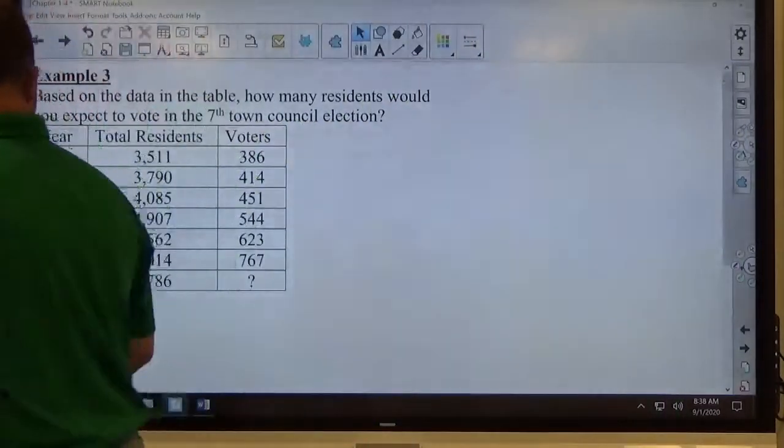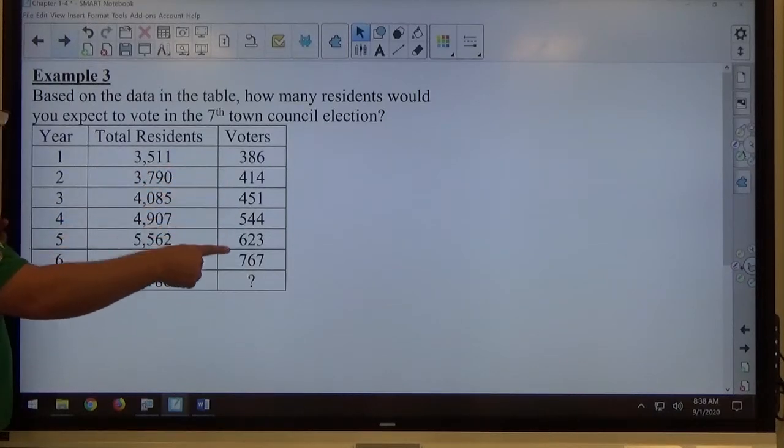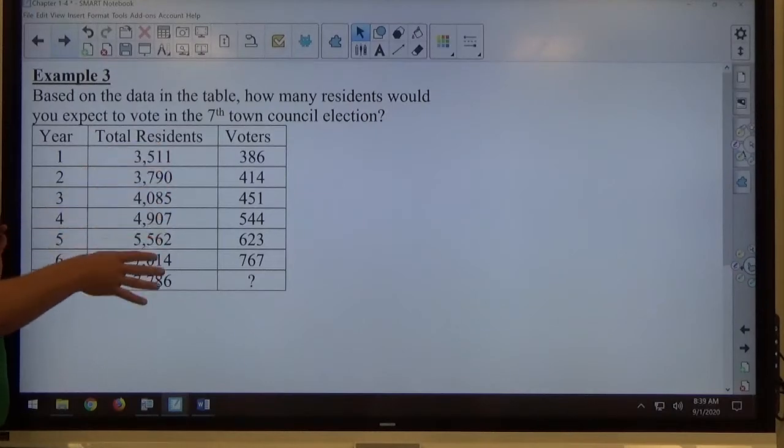All right, for example 3, based on the data in the table, how many residents would you expect to vote in the 7th town council election? Now, if you take a look at what's going on here, the first thing you want to do is take it at the most basic level. What's happening to the numbers, getting bigger, smaller, that kind of thing. It looks to me like the number of voters is getting more, the total residents is getting more, so both numbers are increasing.